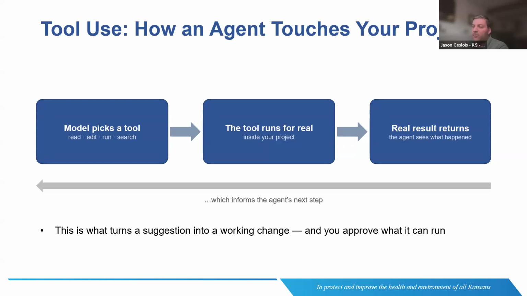A chat tool can only tell you what to do. An agent with tools can do it and confirm it worked. And then you set the boundaries, of course. With most of these tools, you approve which commands it can run, especially anything that touches real systems or real data.